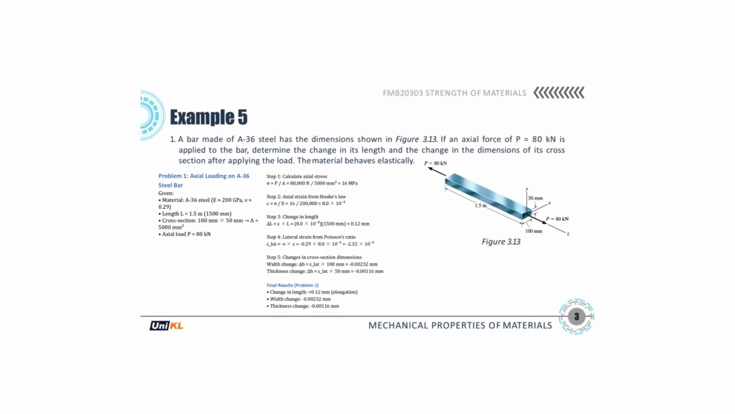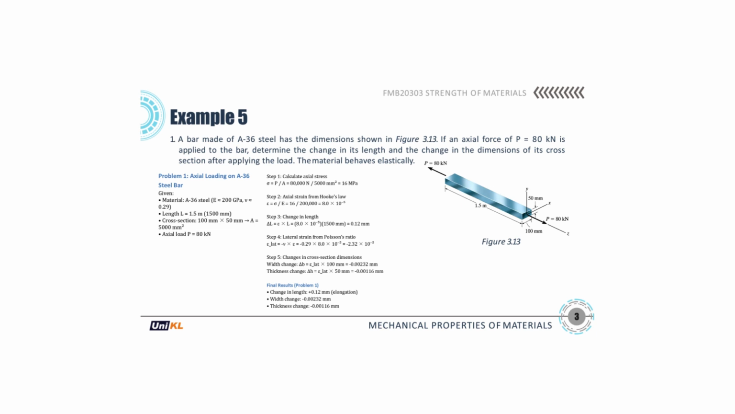Worked example 1: A-36 steel bar, Figure 3.13. Given E approximately equals 200 gigapascals, ν approximately equals 0.29, L equals 1.5 meters. Section 100 times 50 millimeters, A equals 5,000 square millimeters, P equals 80 kilonewtons. Steps: σ equals P/A equals 16 megapascals, ε equals σ/E equals 8.0 × 10^-5. ΔL equals εL equals 0.12 millimeters.